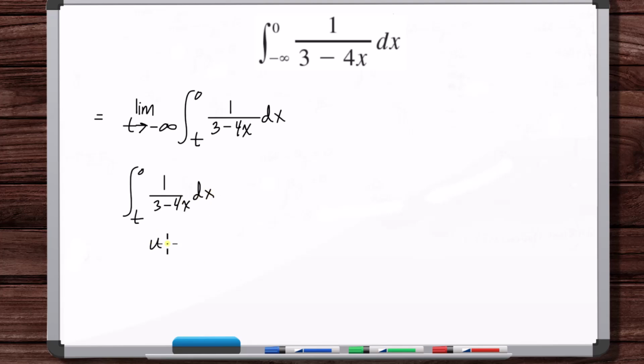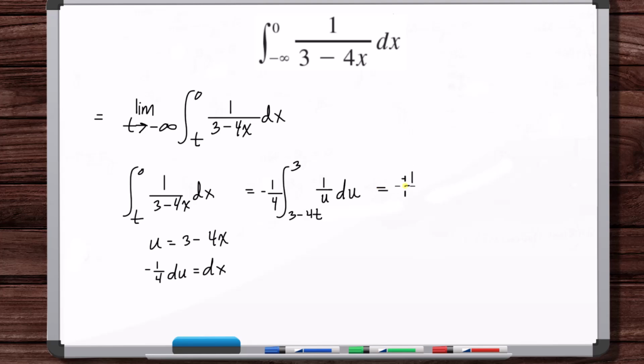If we say that u is equal to 3 minus 4x, then minus 1/4 du is equal to dx. Let's update the limits. When x is equal to t, u is equal to 3 minus 4t. When x is equal to 0, u is equal to 3. So we've got minus 1/4 times the integral of 1 over u du.